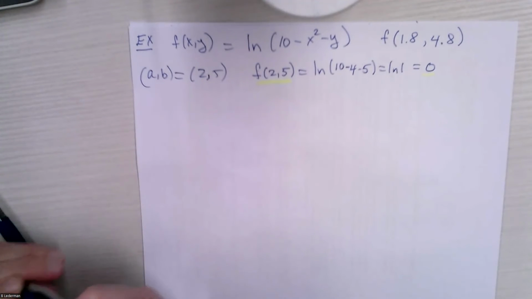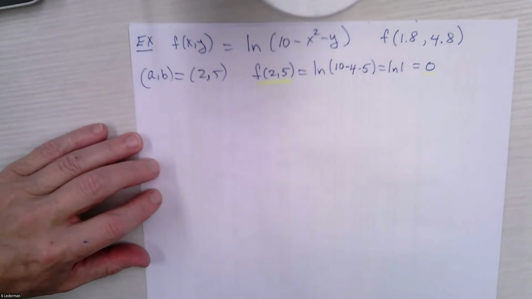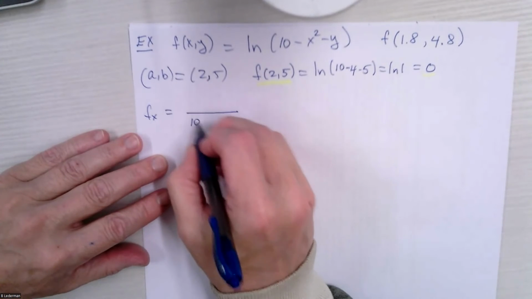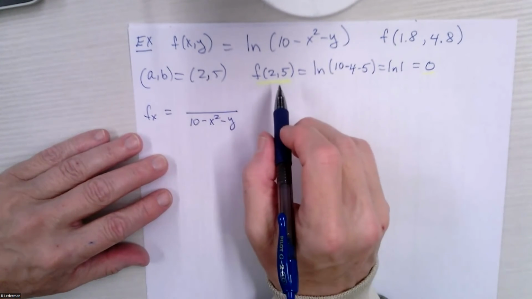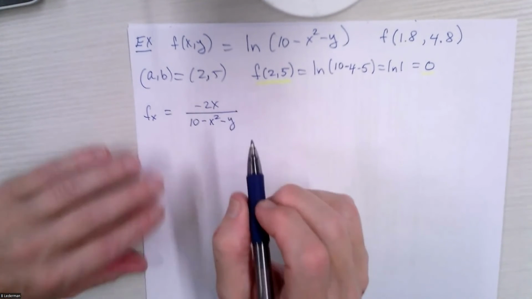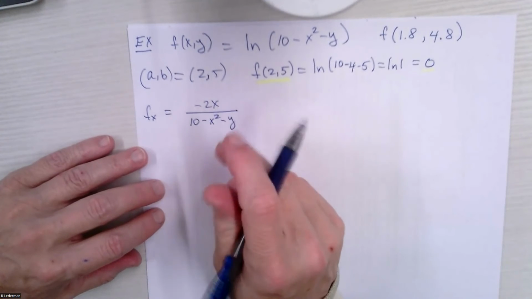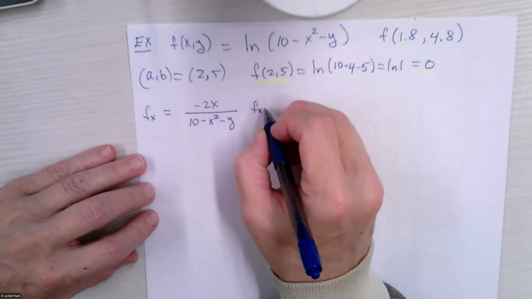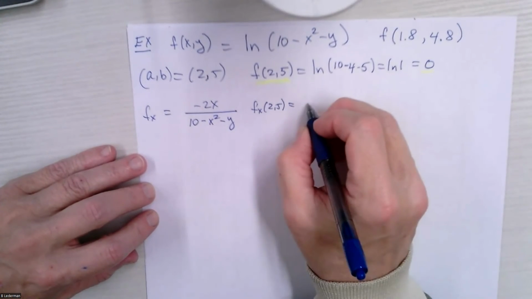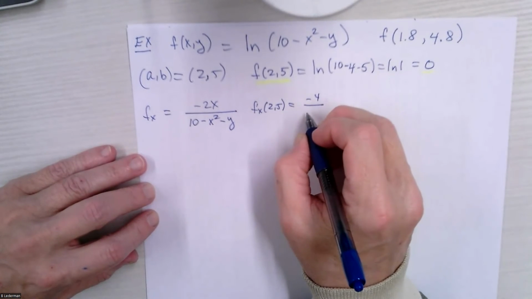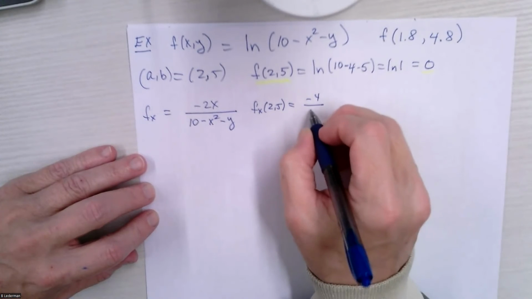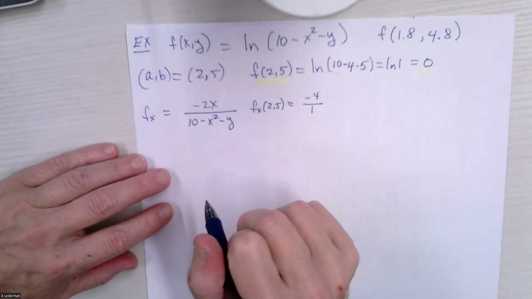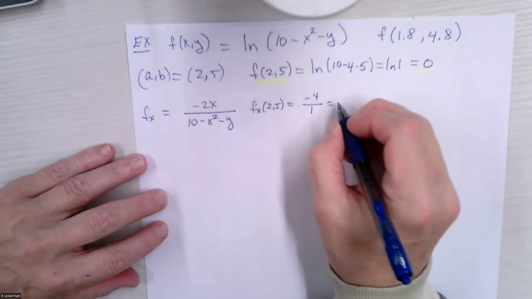And now let's do f_x. F_x is equal to 10 minus x squared minus y, and on top we have the derivative, which is just negative 2x. Because we're treating y as a constant, and 10 is a constant. And f_x of (2, 5) is just going to be negative 4 over 1, just like that was 1 right there. So it equals negative 4.